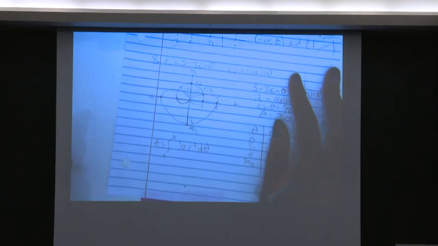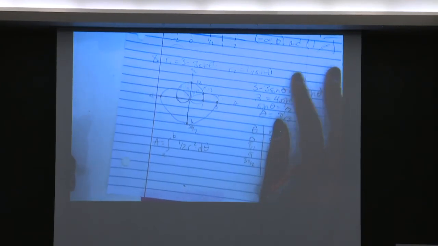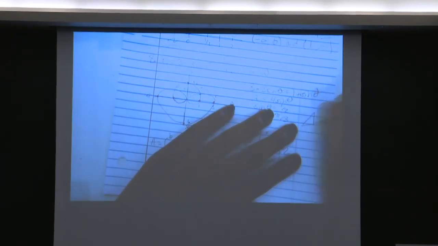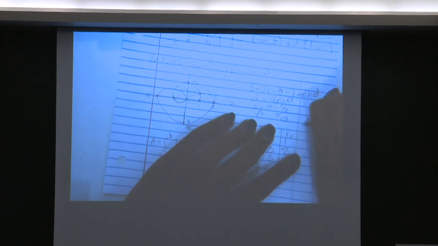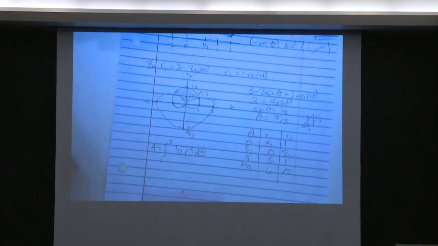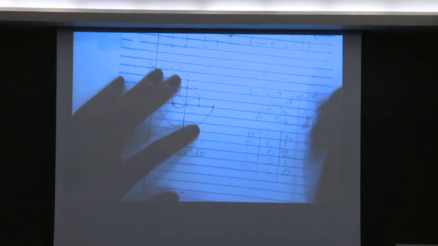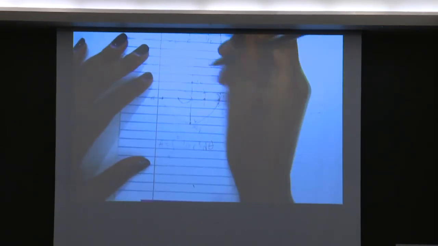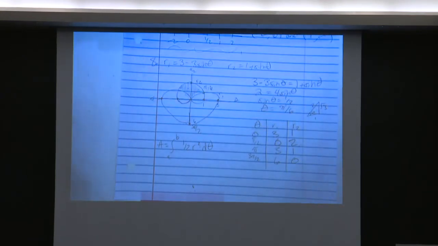Yes? I don't think so. Let me draw my thing so I'm not tripping. 60. Yes, you're right. It's pi over 6. My bad. Thank you. So pi over 6 to pi over 2, and then I'm just going to multiply it by 2, okay?